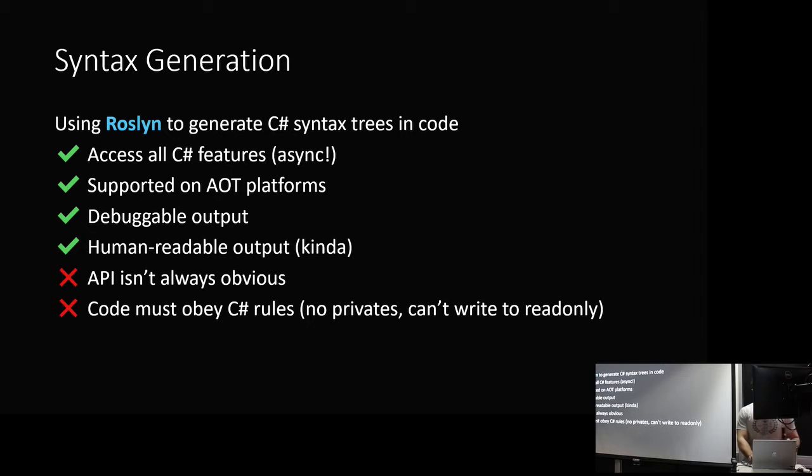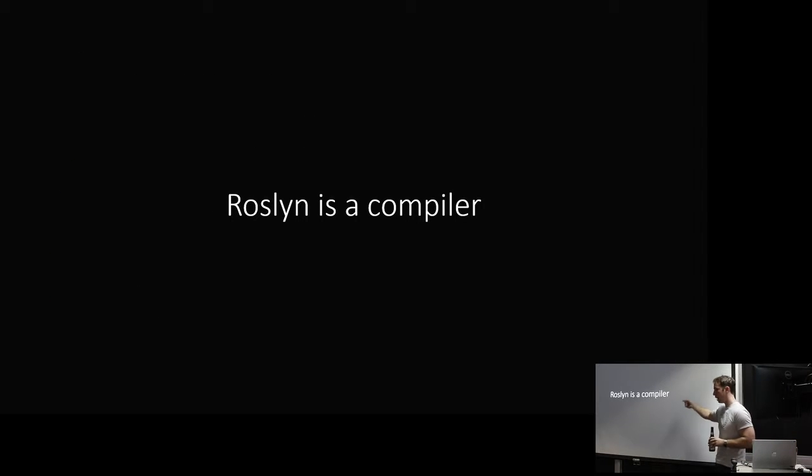Anyway, one thing to remember though is that Roslyn's a compiler. It's not built for generating code, right? So the APIs can sometimes be a little funky to work with.